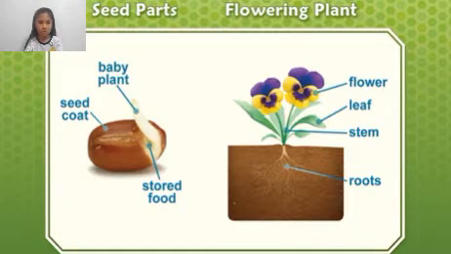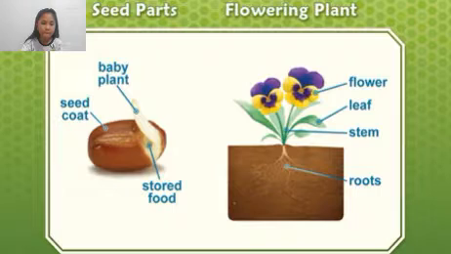Which one holds the plant up? Madison? Stem. Yes. Which one absorbs water and minerals from the soil? Aiden? Roots. You've got it. Now let's take a look at that food making process.